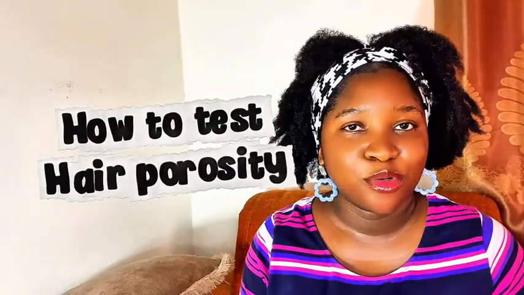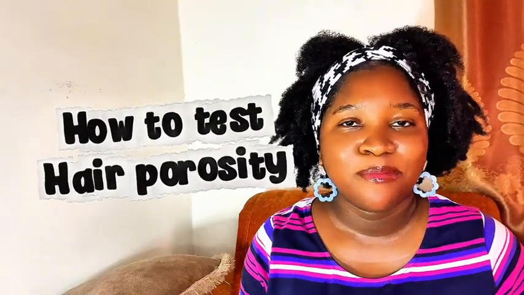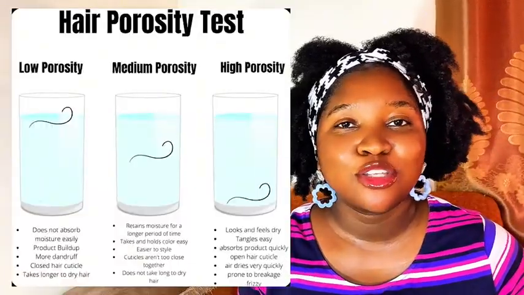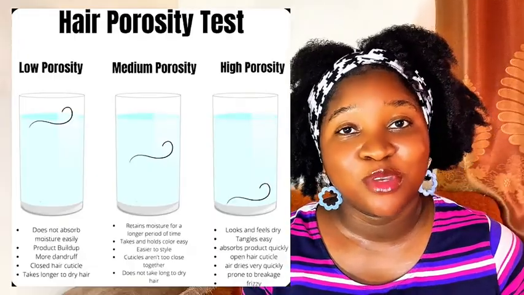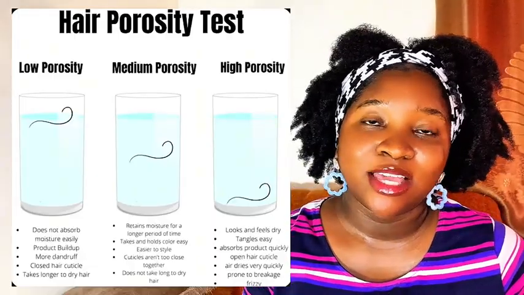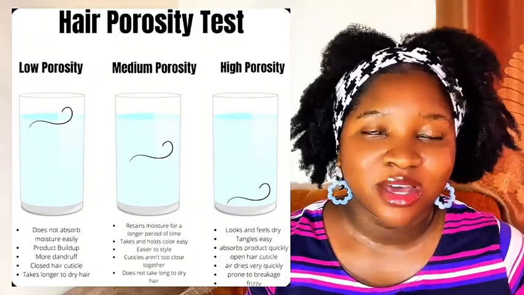How to test hair porosity? There are 3 popular methods you can try at home. We have the float test. For the float test, you take a few clean, dry strands of hair, which is free from product and free from oil. Drop them into a glass of room temperature water. Let them sit for like 10 to 15 minutes. If it floats, you have low porosity. If it sinks slowly to the middle, you have medium porosity. And if it sinks to the bottom, you have high porosity.